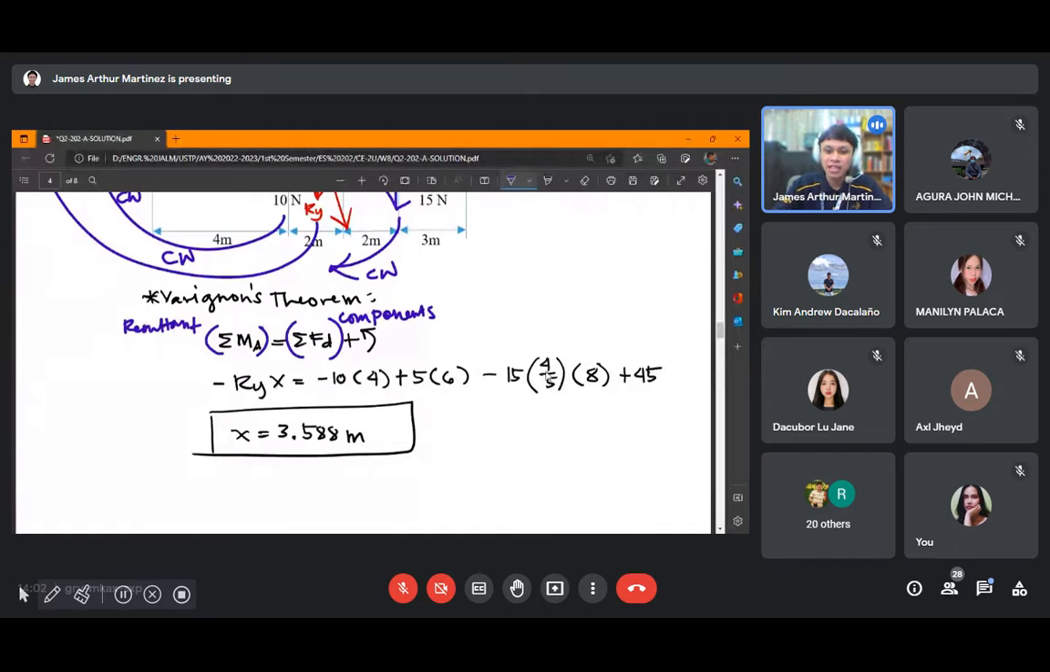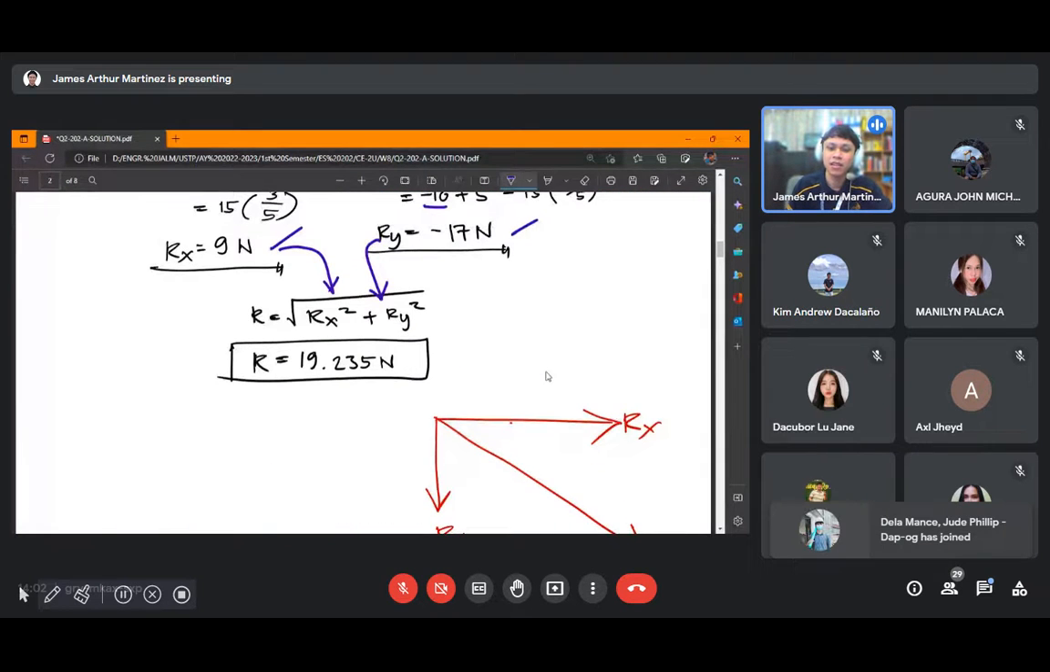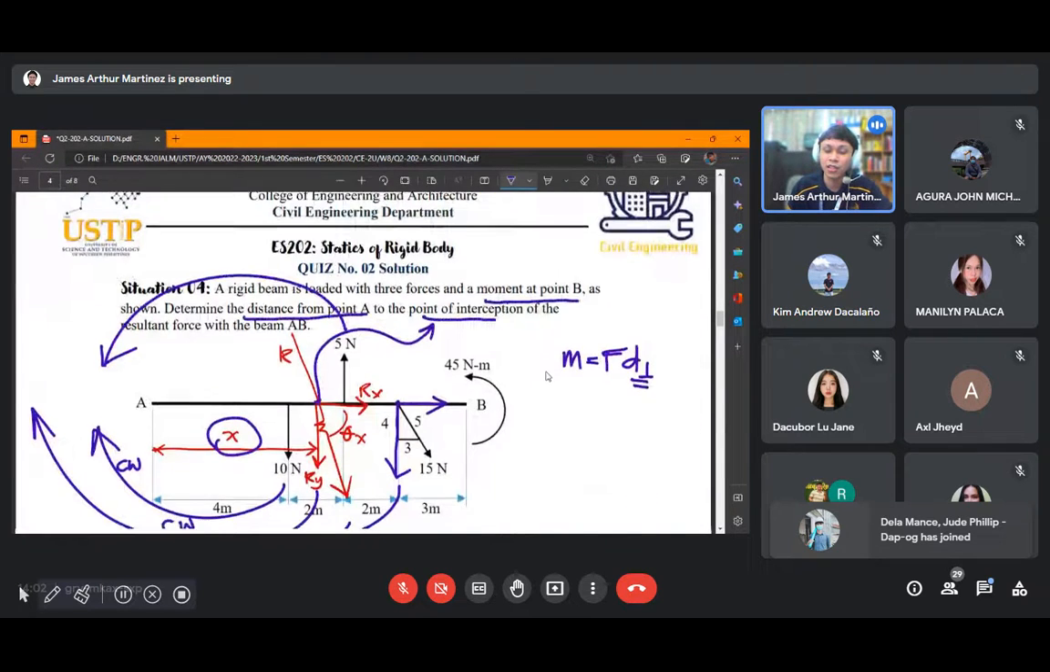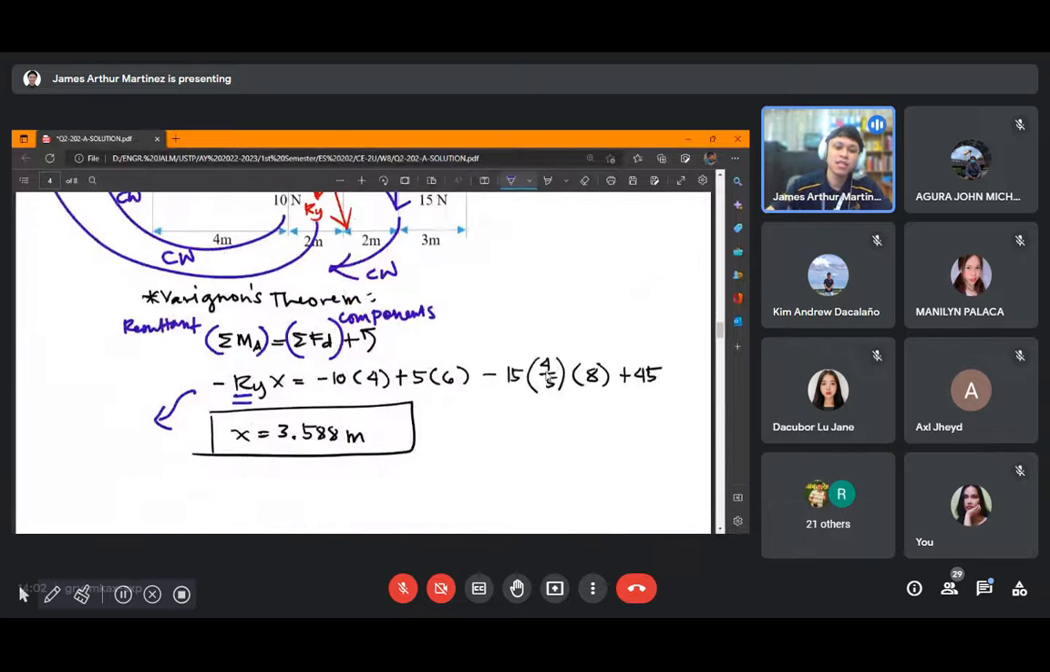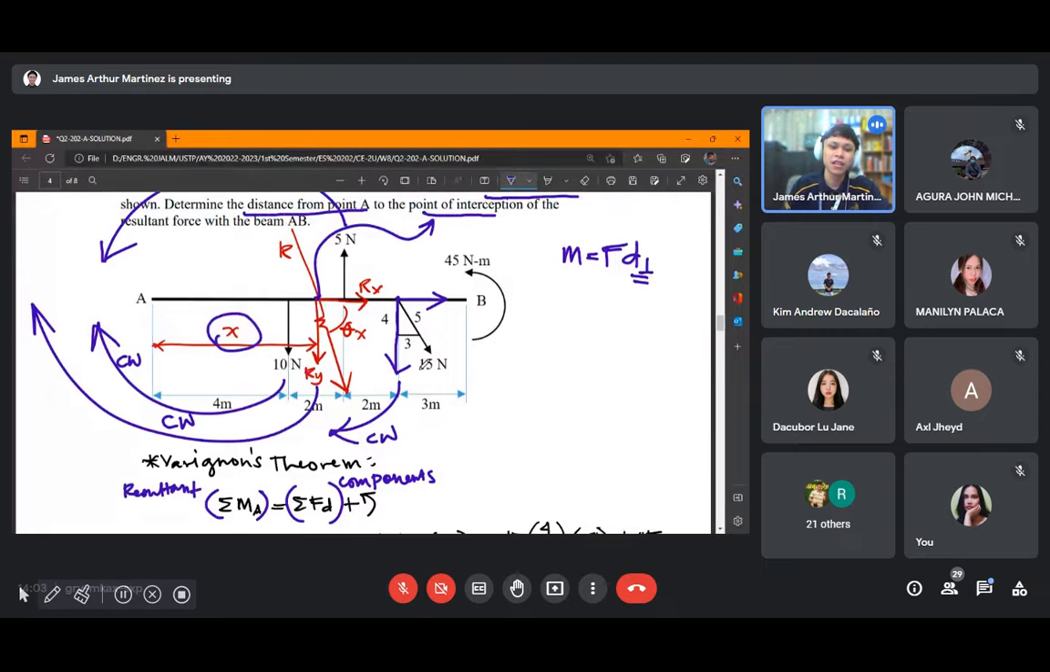So solving for this expression or equation, substitute Ry. What was our Ry? 17 newtons, right? You have there 17 newtons. The negative sign there only indicates the direction, but the magnitude is 17 newtons. So with this, solving for x, we can compute x, which is equal to 3.588 meters.